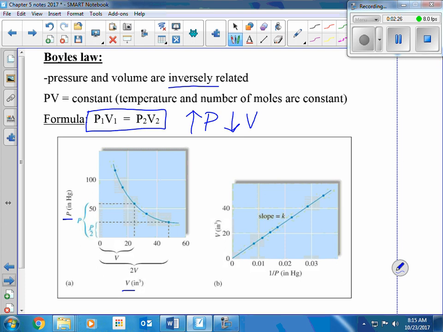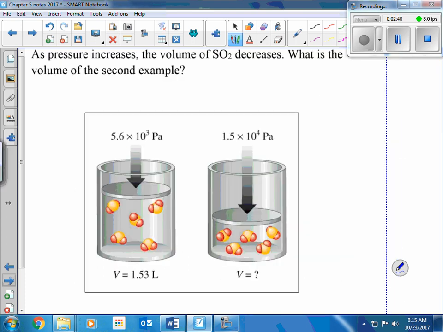Now this is always going to be true for low pressures. At very high pressures, it's not going to be as constant. There are going to be some deviations, but they are going to be very small. So for all practical purposes, we are going to hold that Boyle's law is always true.